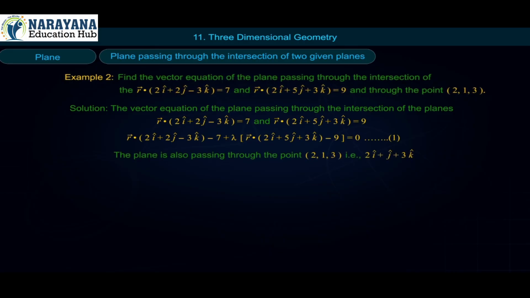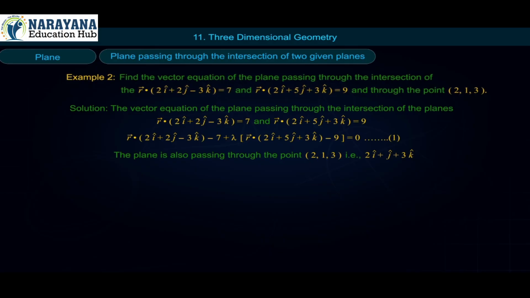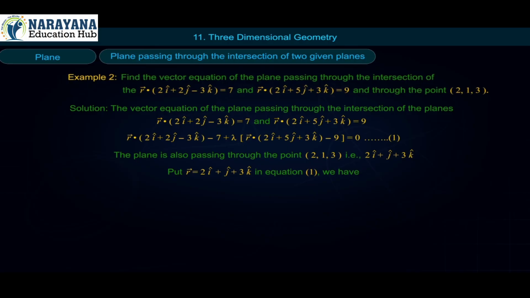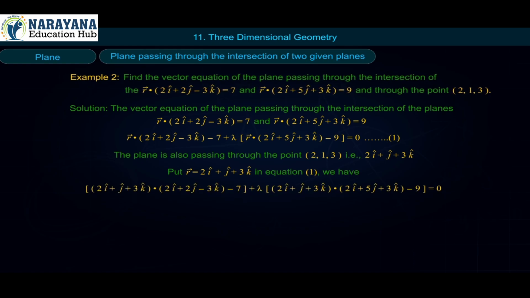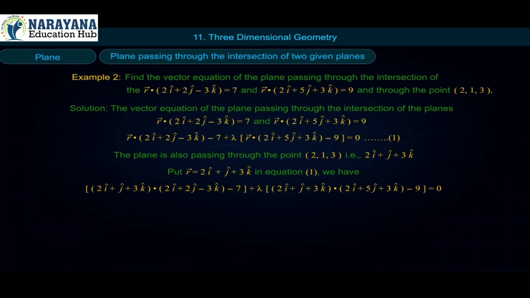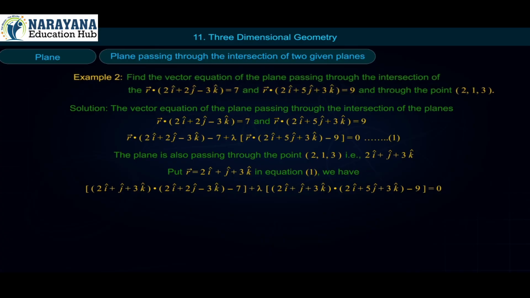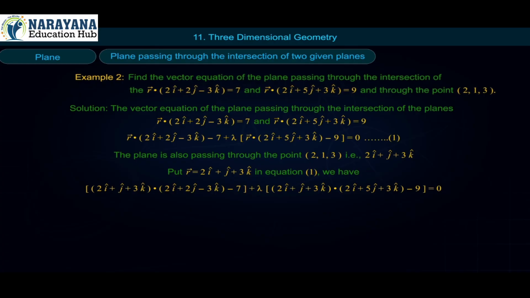Equation 1. The plane is also passing through the point (2, 1, 3), that is, 2i cap plus j cap plus 3k cap. Put vector r equal to 2i cap plus j cap plus 3k cap in equation 1. We have (2i cap plus j cap plus 3k cap) dot (2i cap plus 2j cap minus 3k cap) minus 7 plus lambda into (2i cap plus j cap plus 3k cap) dot (2i cap plus 5j cap plus 3k cap) minus 9 is equal to 0.